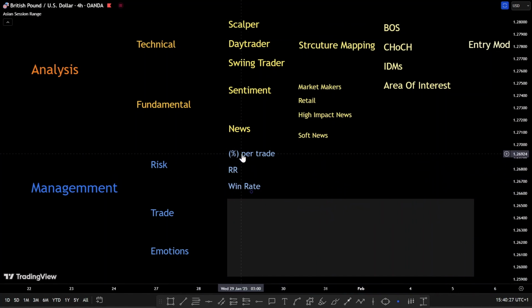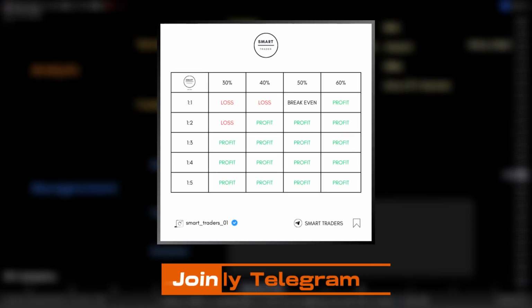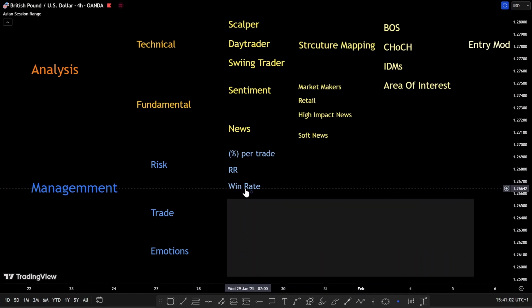So for the first one here, your risk per trade, it usually varies from around 0.5% all the way to a maximum of 2%. So this is your risk per trade. How much are you risking per trade? And you also have your risk reward ratio and your win rate. These two aspects here are highly linked to each other. So your risk reward ratio will depend on your win rate. Refer to the table that I've posted in my Telegram channel to understand how to properly choose your risk reward ratio depending on your win rate.